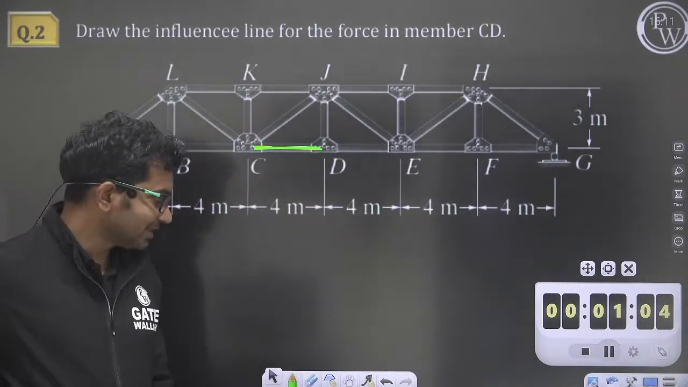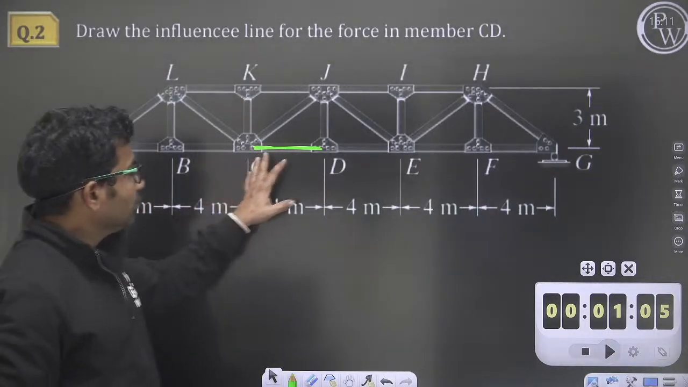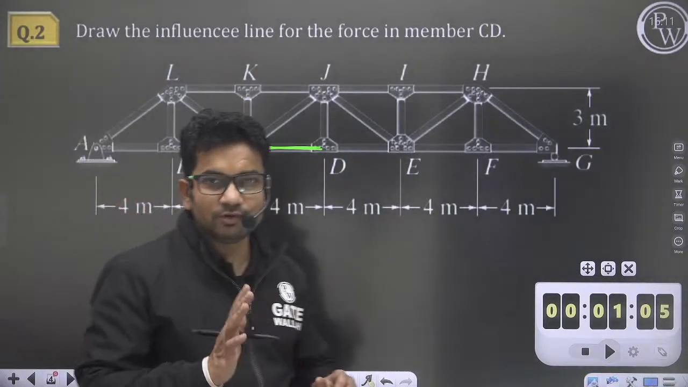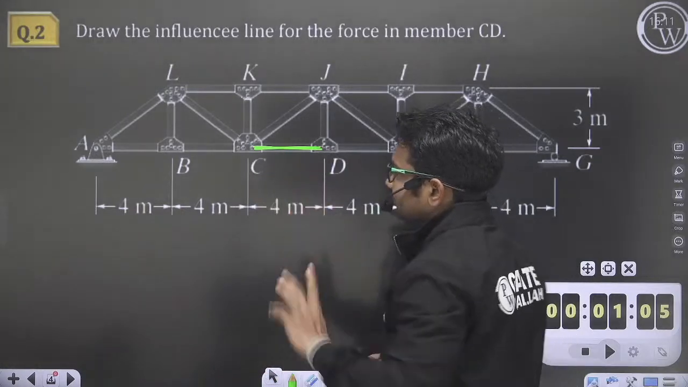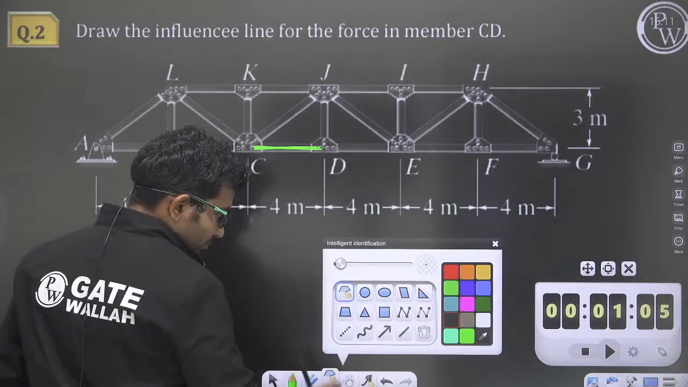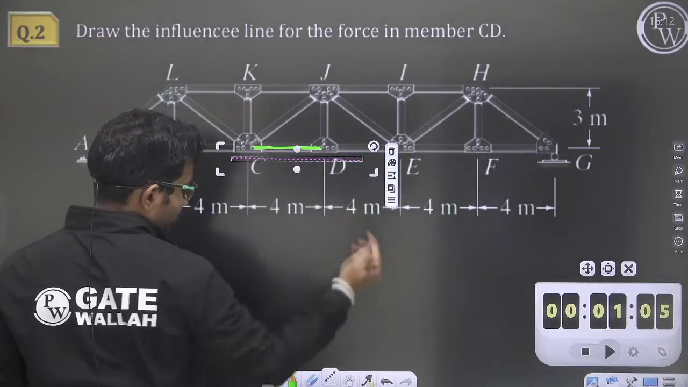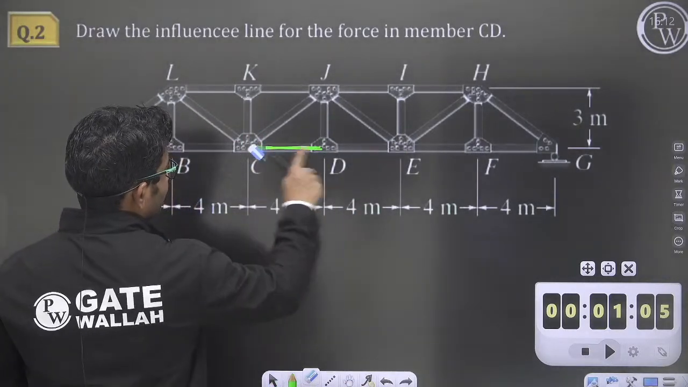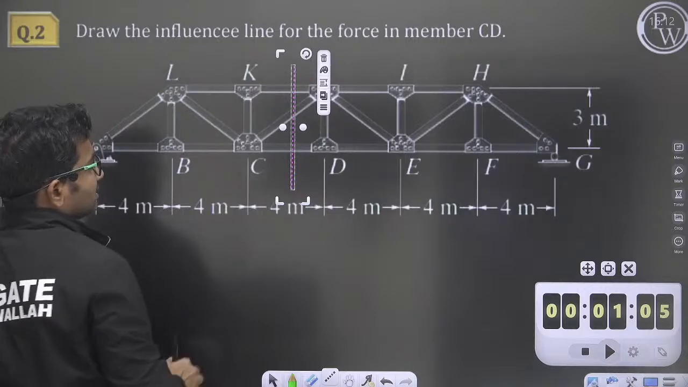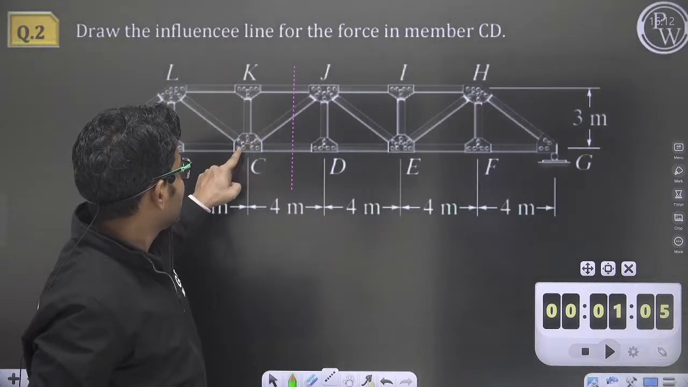Shall I start? Okay. So now I'll start discussing. If you want to draw the influence line diagram for member CD, see, we want to find out only one member. We will use the method of sections. Here I'll cut the section, so I'll be cutting 3 members here: KJ, CJ, and CD.